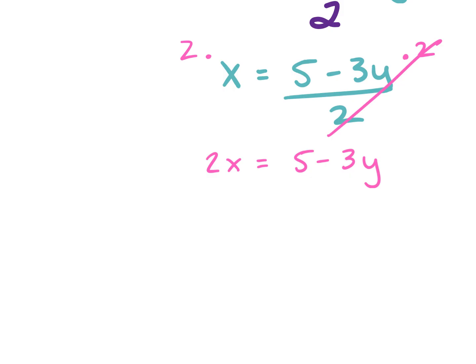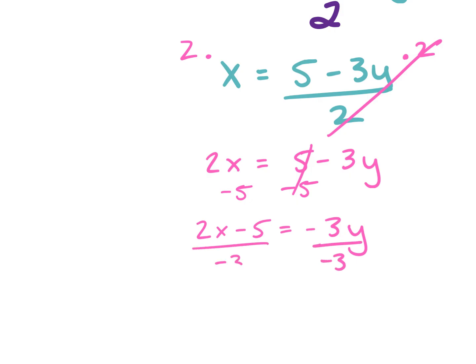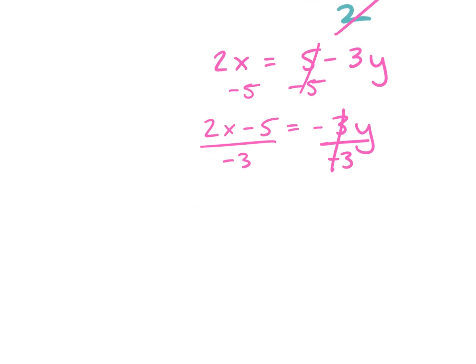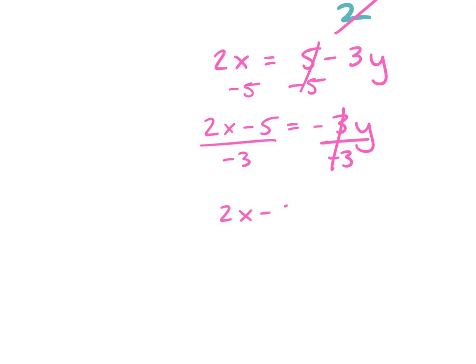What should we do next? Subtract the 5. So 2x minus 5 equals negative 3y. Divide by negative 3, perfect. So we get 2x minus 5 over negative 3.